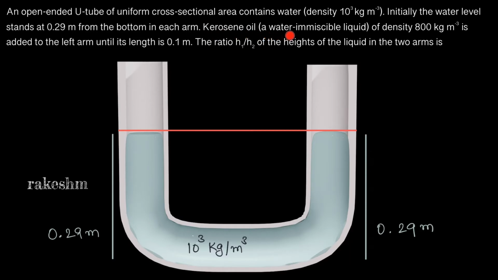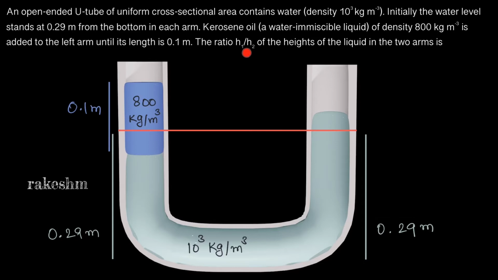Kerosene oil, a water immiscible liquid of density 800 kg per meter cube, is added to the left arm until its length is 0.1 meter. So kerosene of density 800 kg per meter cube is added to the left arm. So the height of the kerosene liquid in this column is 0.1 meters.